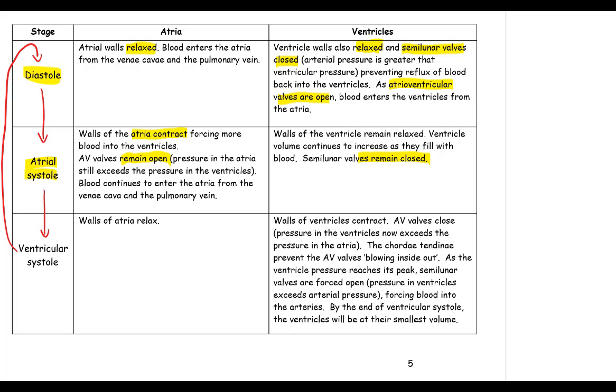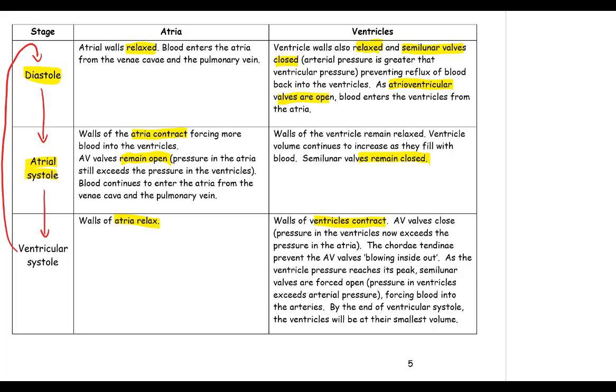So during diastole, both the atria and ventricles are relaxed, the semilunar valves are closed, but the AV valves are open. The story sort of continues in atrial systole. The only real difference is that in atrial systole, the atria contract, but the AV valves are still open and the semilunar valves are still closed. Then we go into ventricular systole, and the walls of the atria relax, but this time the walls of the ventricle contract. Now this is where the big change comes.